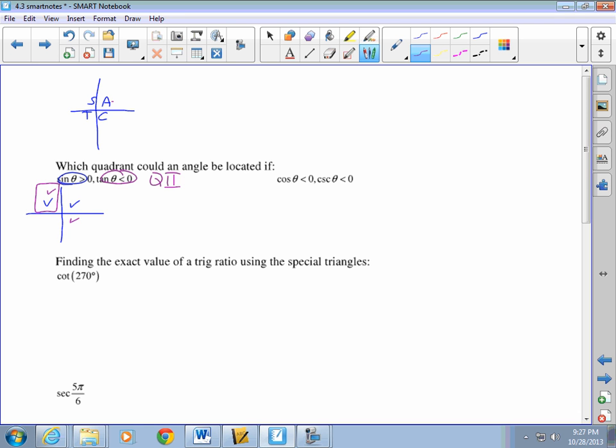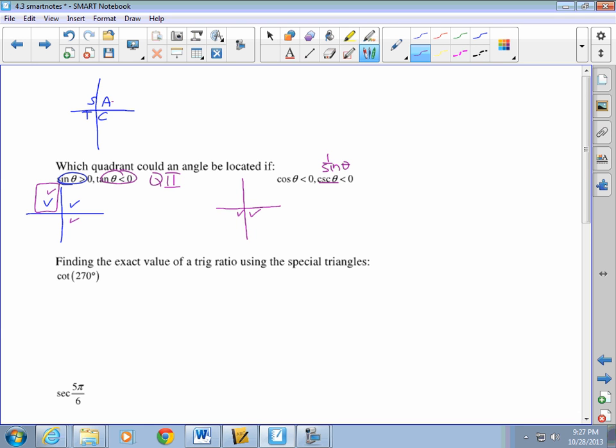Okay, the next one is for cos theta is less than 0, and cosecant of theta is less than 0. So remember, cosecant is the reciprocal function of sine. So that's the same as 1 over sine. So I'm looking then, when I do my Cartesian coordinate plane for this one, sine is negative. According to my CAST rule, it's negative in quadrant 4 and in quadrant 3, because only cosine and tangent are positive there.